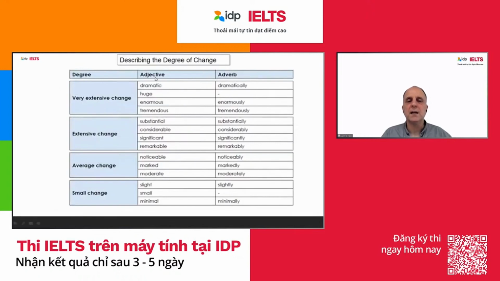One thing that I generally find when I'm marking is the mix between adjectives and adverbs. So be careful about those, because don't forget that adverbs are a little bit more flexible, adjectives go before the main noun. And we've got the very extensive change, average, and a small change as well. You don't need to remember every single one of them, of course, but just try to use them, try to vary some of them.